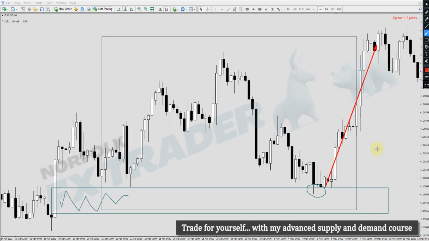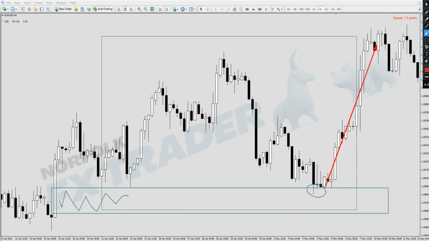Now, this area of imbalance, I may look at doing a video, if you're interested, on how you can find these imbalances on your chart and how you can actually trade them. But at this moment on this video, we're talking about that best reversal trading strategy, and this is how you can identify this. This is a great area to look for a reversal.